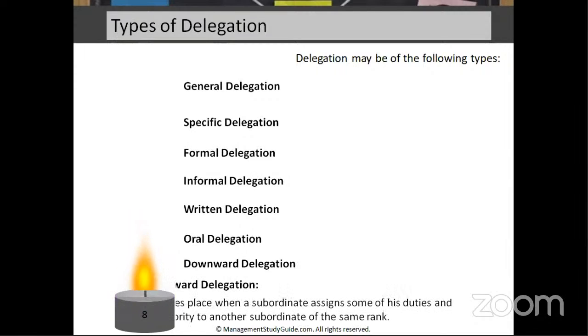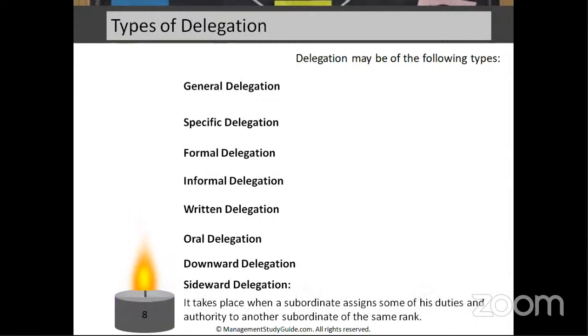Then we have the sideward delegation. It takes place when the subordinate assigns some of his duties and authority to another subordinate of the same rank.